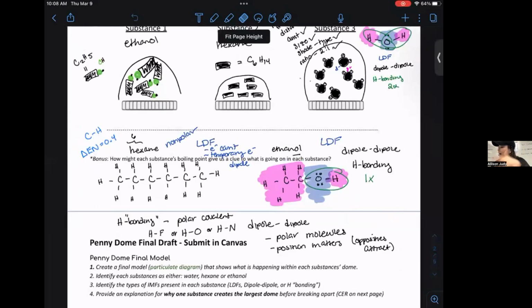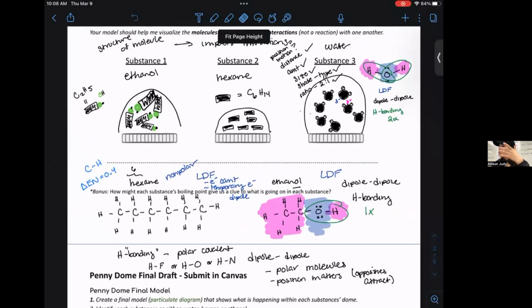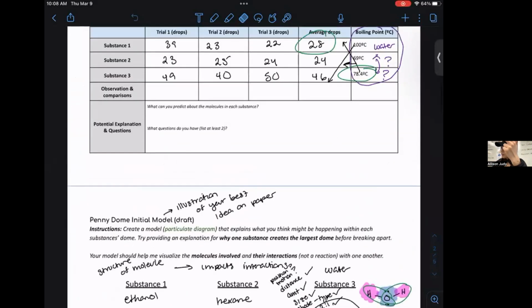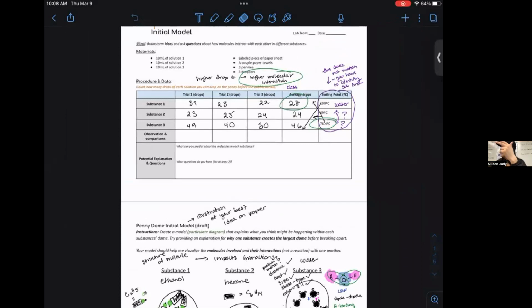And based off of the type of IMFs, we were able to determine that if I have stronger IMFs, I have a higher drop number because I'm having higher surface tension, right? Having higher surface tension, which is the resistance to spread, because I'm having higher molecular interaction. And that also matches with the idea that I would have a higher boiling point and higher melting point, because it would take more heat energy to spread those particles apart of that substance.